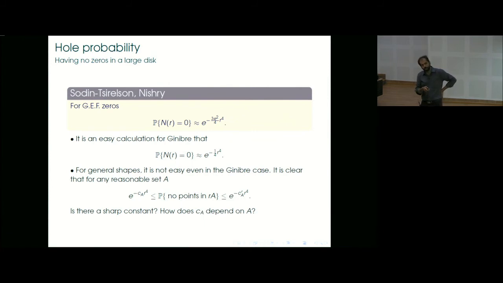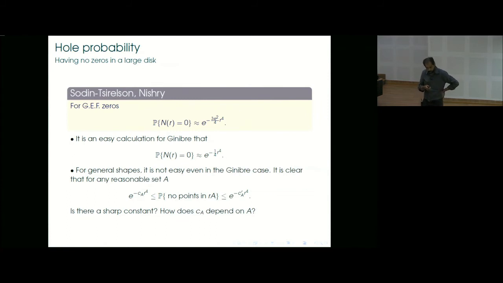And the same is true for the Gaussian entire function zeros. This was shown by Sodin and Tsirelson. It's an amazing paper, but they did not do the whole thing. What they showed was that this probability is between e to the minus some constant r to the 4 and above e to the minus another constant r to the 4.